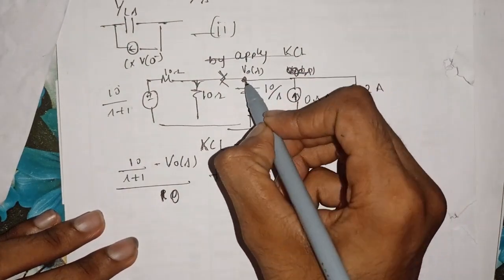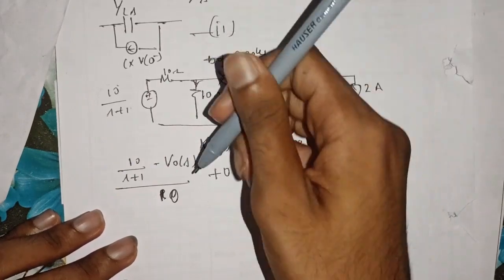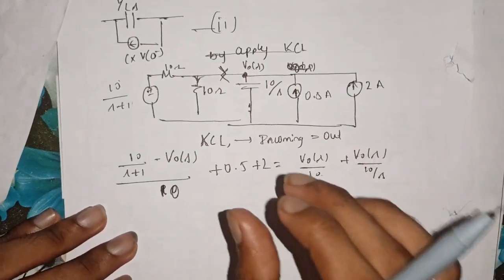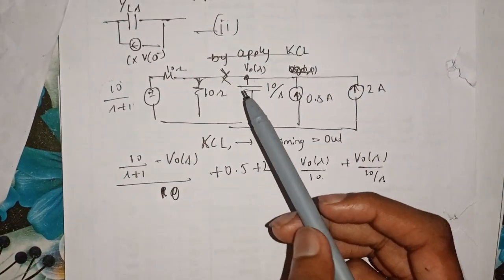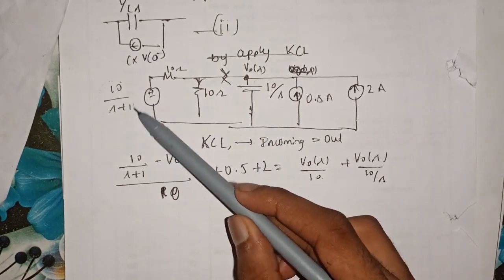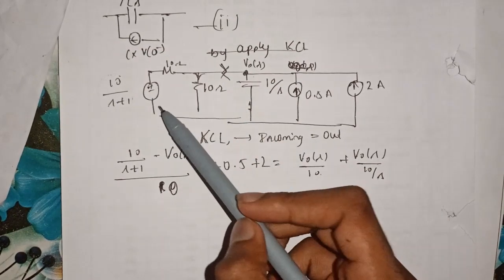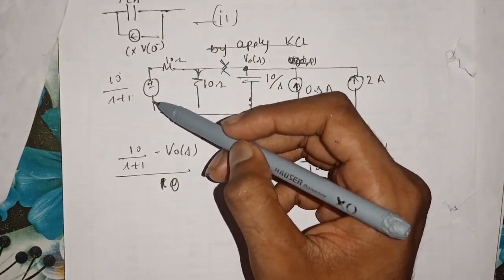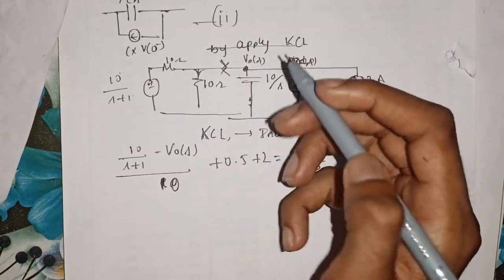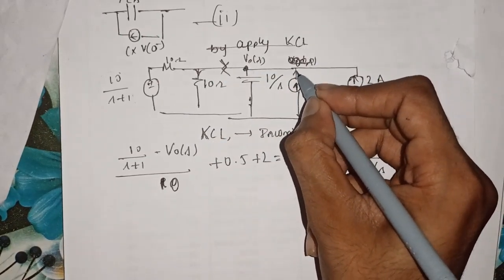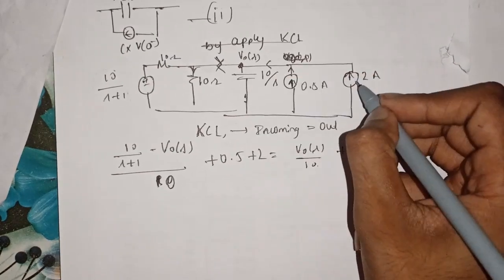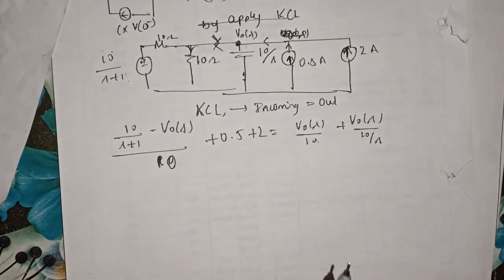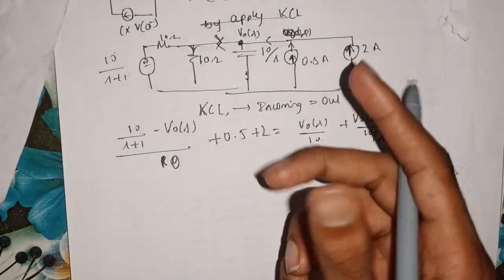Since we can see here, due to this voltage source, the current will flow downwards, and due to this voltage source, obviously the current will flow downwards. Obviously these parameters are written on the right hand side, whereas due to this 10 divided by S plus 1 voltage source, the incoming current, since 10 divided by S plus 1 is a greater voltage, will be pushing the current towards your V naught of S. This will be incoming current, and this 0.5 is obviously incoming current, which will be ending towards this point, and the 2 ampere current source is also an incoming current. We have separated the incoming current as well as the outgoing current by the simple KCL method.